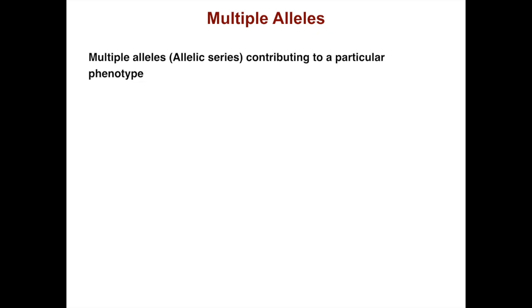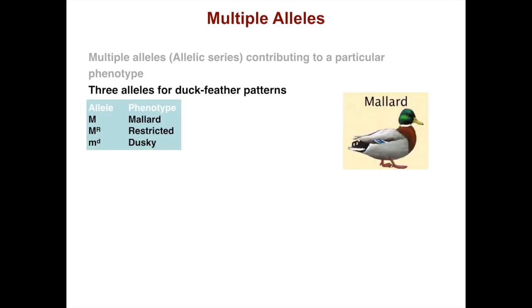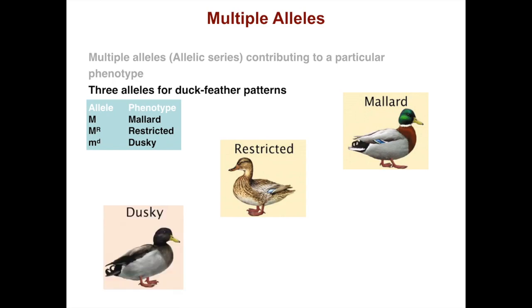But you can only carry 2 alleles at a time because we're diploids. So multiple alleles exist in a population, and they are known as an allelic series, and they contribute to a particular phenotype. For example, there are 3 alleles for duck feather patterns: mallard, restricted, and dusky.